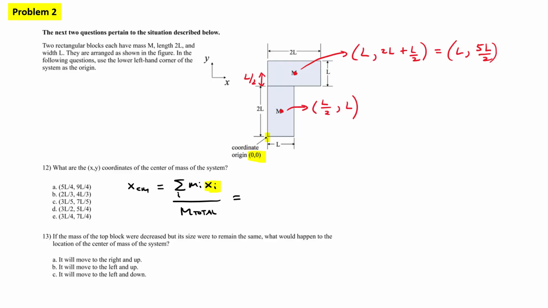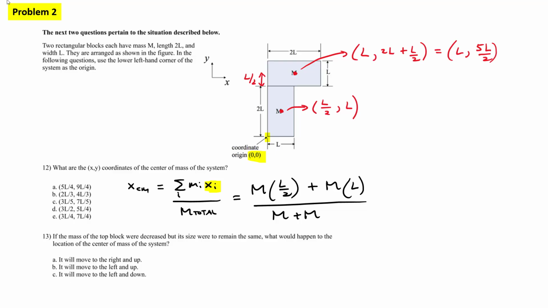So let's take this lower one to be the first one. So it has a mass M. It has an x-coordinate of L divided by 2, and that's it. Now you go to the next term. For the upper block, we also have a mass M, and its x-coordinate is given by simply L. And now I have to divide by the total mass. The total mass is M plus M.